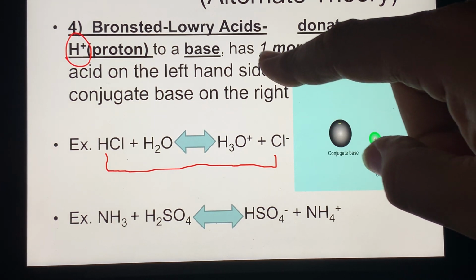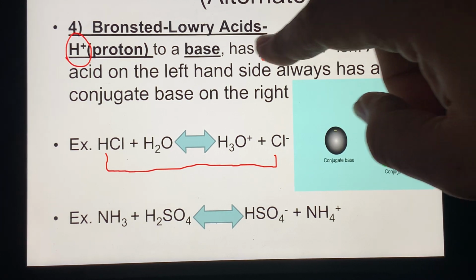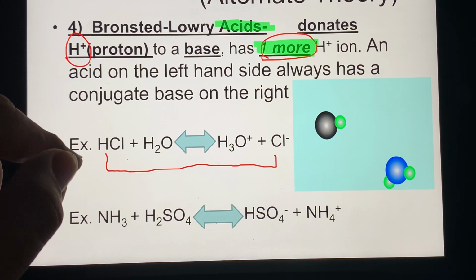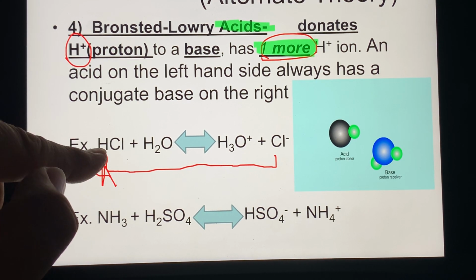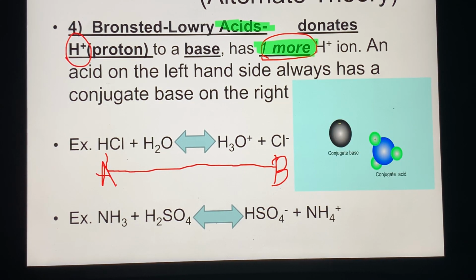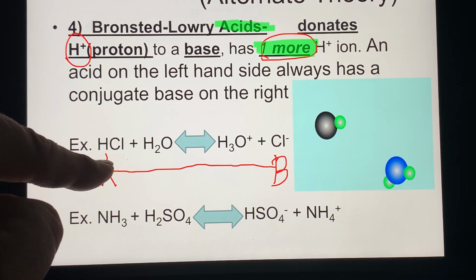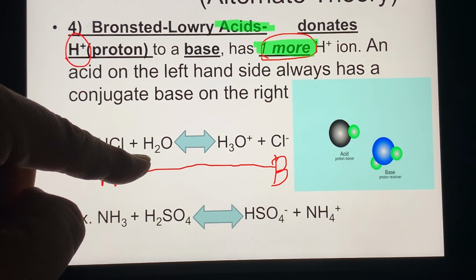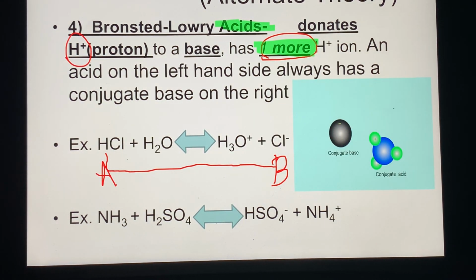The one that has one more hydrogen ion is your what? That is your acid. So that means that this is the acid, because this has one hydrogen. This guy has zero hydrogens. That must be your base. Now, you can never have two acids or two bases on the same side. So if this is an acid, this must be a base. If this is a base, this must be an acid. Well, let's just prove it to you.